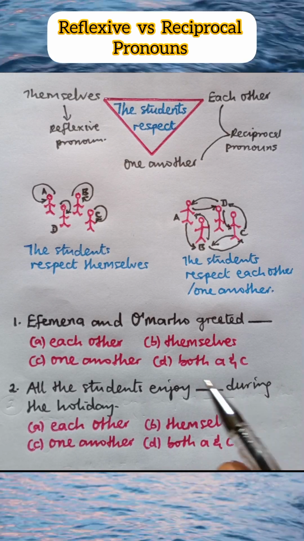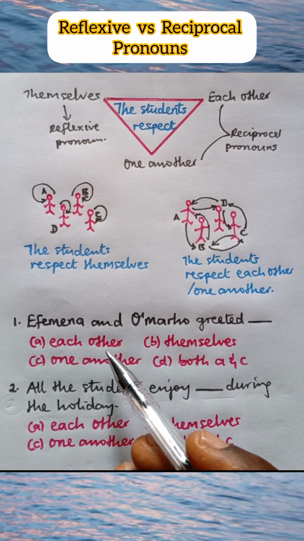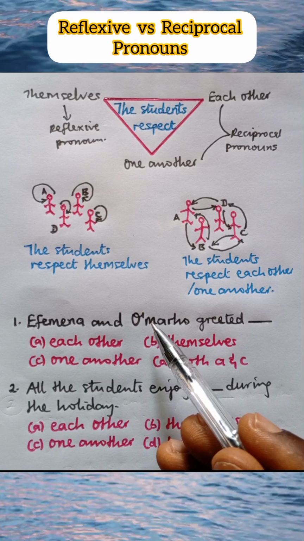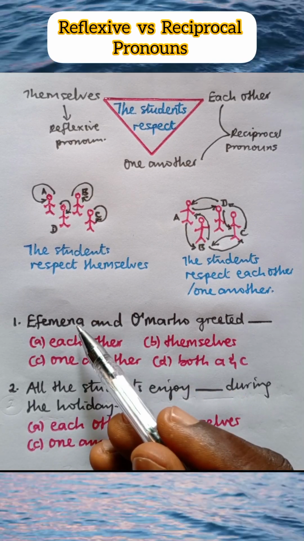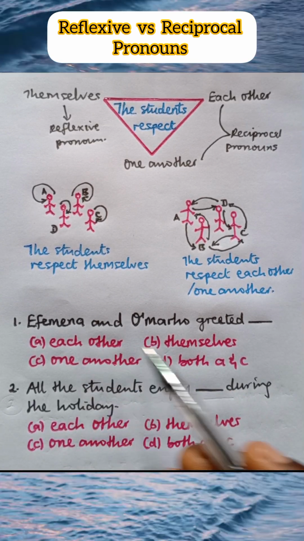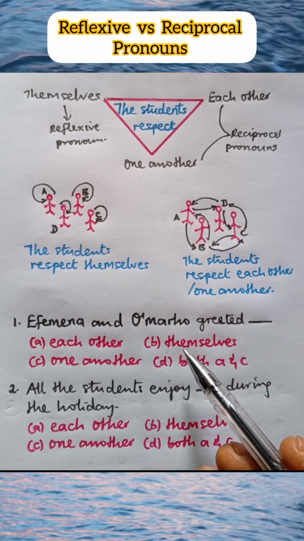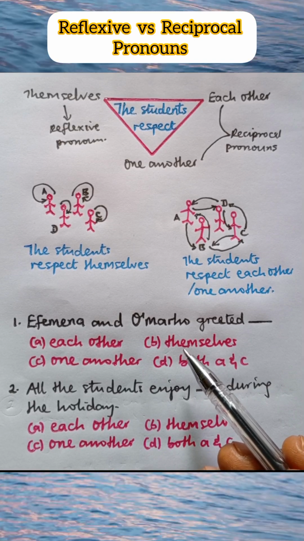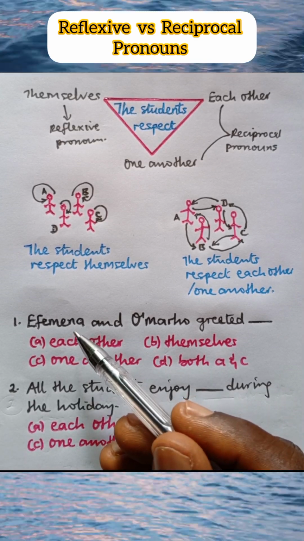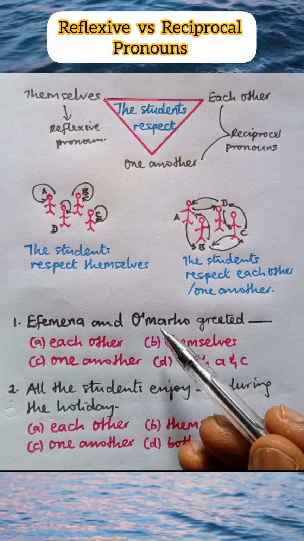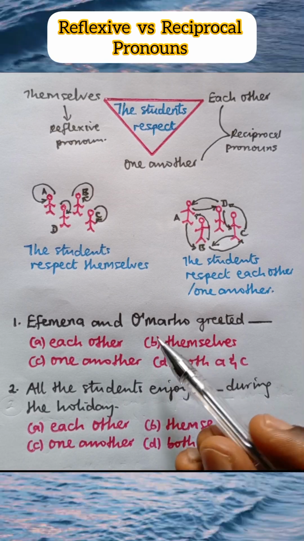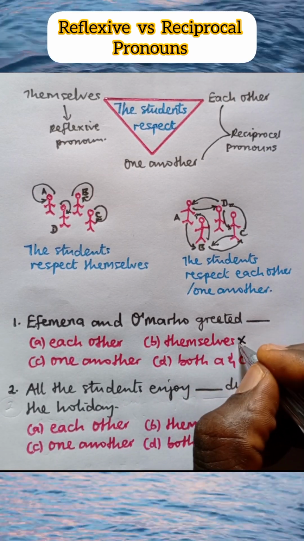Now, let's look at the options. Option A says each other, which means Efemena greeted Ogenemaru and Ogenemaru greeted Efemena in return, which is normal. B says themselves. Themselves means each one greeted him or herself. Efemena couldn't have greeted herself and Ogenemaru couldn't have greeted himself. So this is wrong and option B is incorrect.